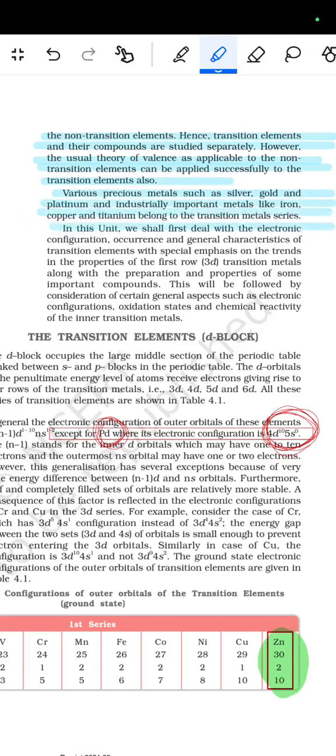In this unit, we shall first deal with the electronic configuration, occurrence and general characteristics of the transition elements, with special emphasis on the trends in the properties of the first row 3D transition metals, along with the preparation and properties of some important compounds. This will be followed by the consideration of certain general aspects such as the electronic configuration, oxidation state and chemical reactivity of the inner transition metals.